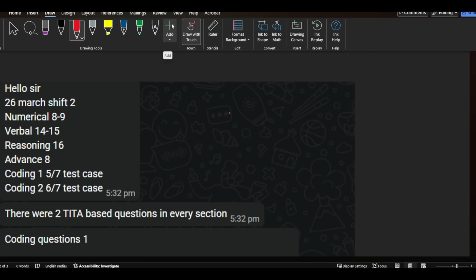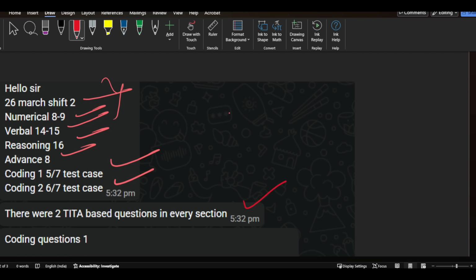So starting with today's exam analysis. See here, I wanted to talk about this shift because there are some changes in this shift. First of all, 26 March shift 2: numerical 8 to 9, verbal 14 to 15, reasoning 16, advanced 8, coding 1, 5 of 7 test cases, coding 2, 6 of 7 test cases. There were two theta based questions in every section.